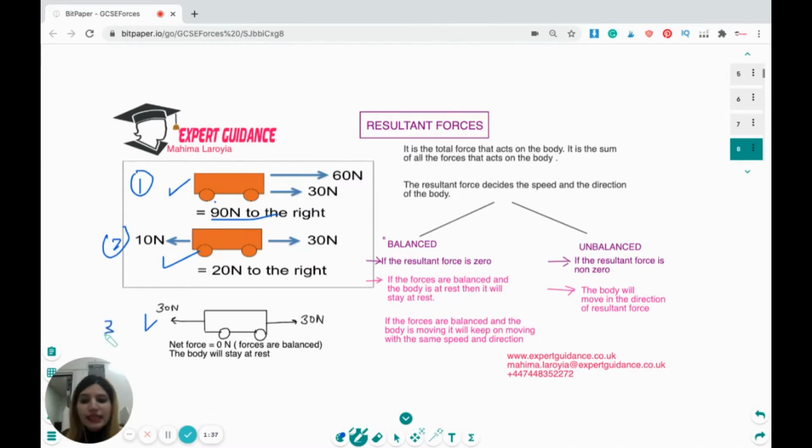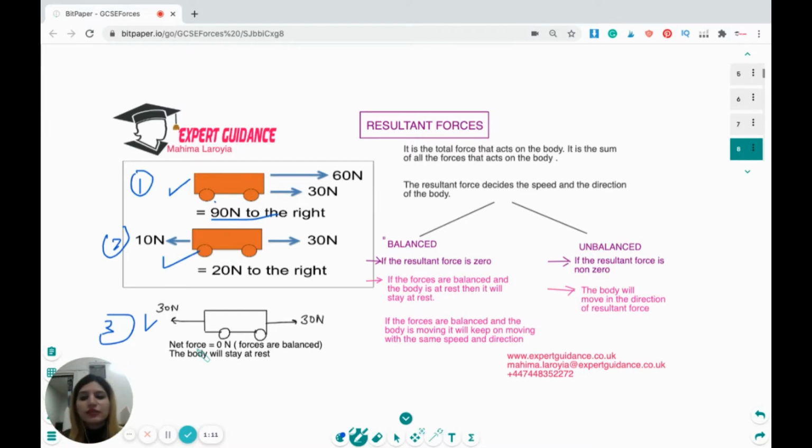In the third case, I have 30 Newtons to the left and 30 Newtons to the right. Both forces are equal and opposite, so the body will experience no force overall. This case is known as the balanced force. In this case, the body will stay at rest if it is at rest, or if it is moving, it will continue to move with the same speed. Okay, so this is the concept of resultant force.